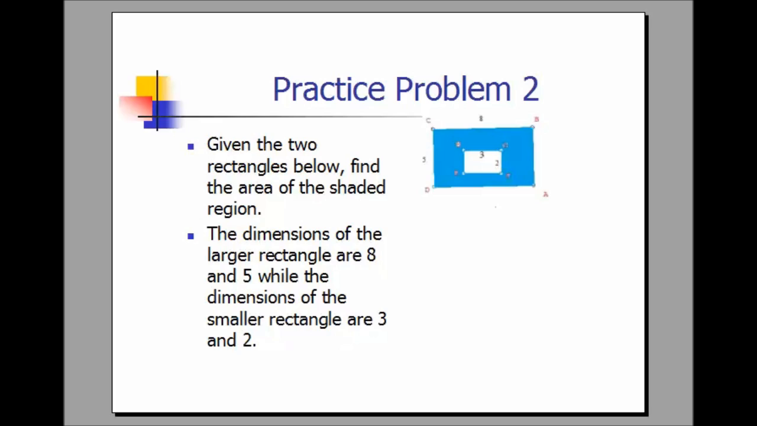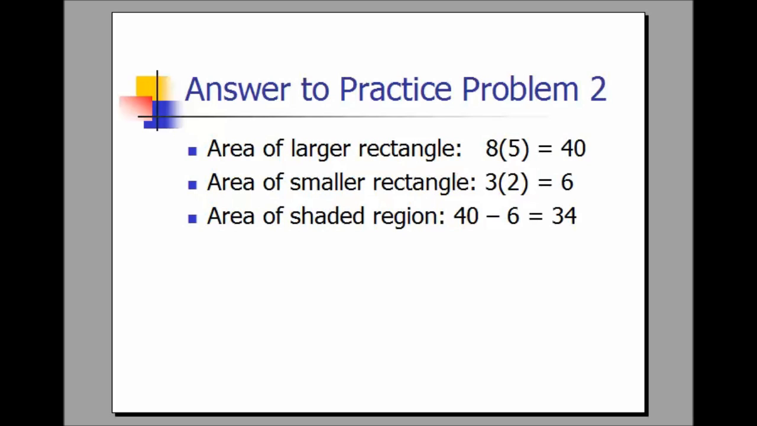Given the 2 rectangles below, find the area of the shaded region. Notice that the dimensions of the larger rectangle are 8 and 5, while the dimensions of the smaller rectangle are 3 and 2. The area of the larger rectangle is 8 times 5, which is 40 square units. The area of the smaller rectangle is 3 times 2, or 6 square units. The area of the shaded region is 40 minus 6, which is 34.